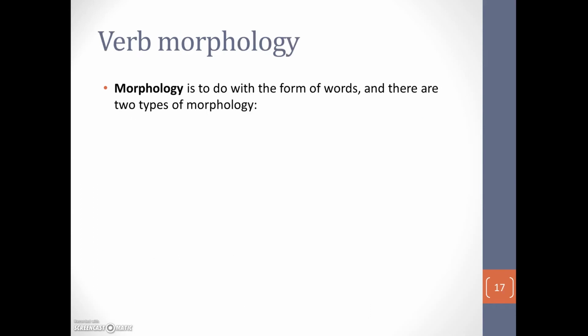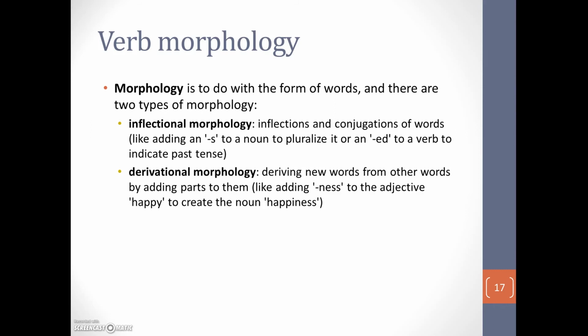Now let's look at verb morphology. So as you know, morphology has to do with the form of words, and there are two types of morphology, as I'm sure you remember. We have inflectional morphology. Basically, these are the inflections, and we also call them conjugations when we talk about verbs, right? So if we add an S to a noun to show that it's plural, or if we add an ed morpheme to a verb to show that it's the past tense. So these are inflections. That's one kind of morphology.